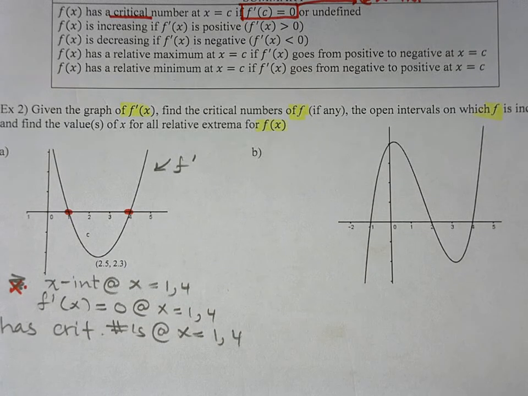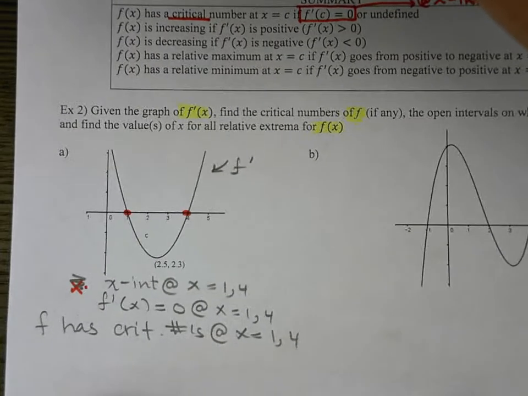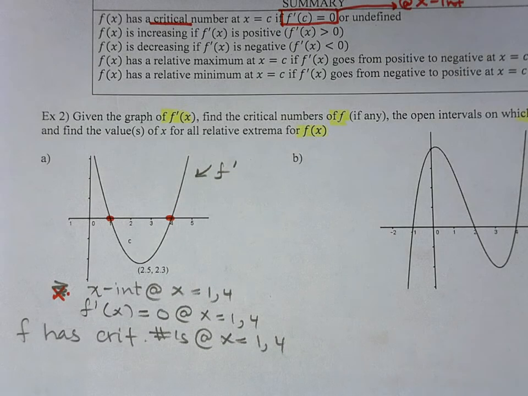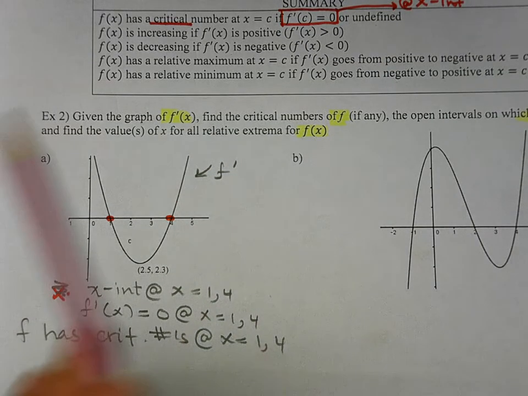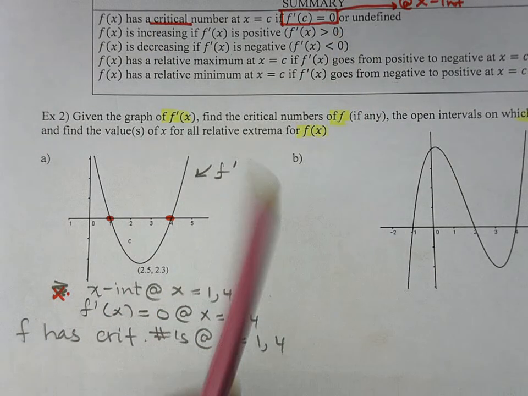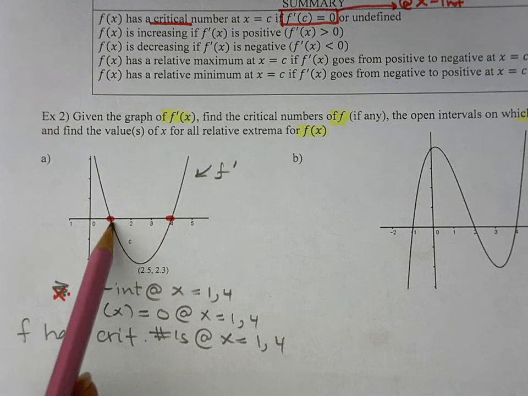So you're reading that definition a little bit backwards. Make sure you're always tracking those thoughts. Once again, f has a critical number whenever f prime is 0 or undefined. So this is a picture of f prime. It's 0 here, so because it's 0 here, f of x has a critical number there.